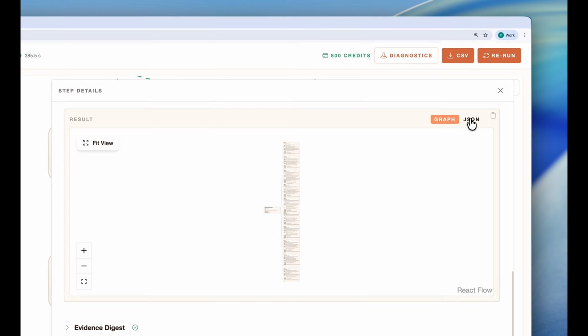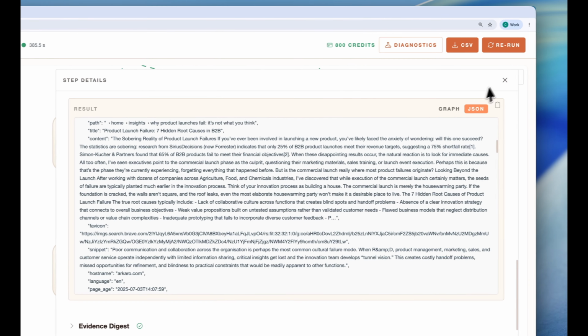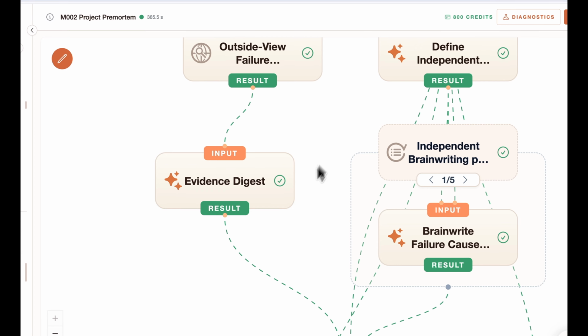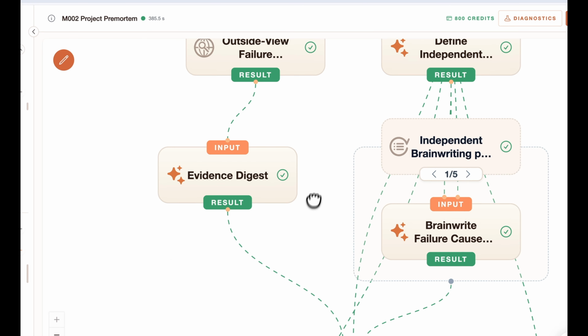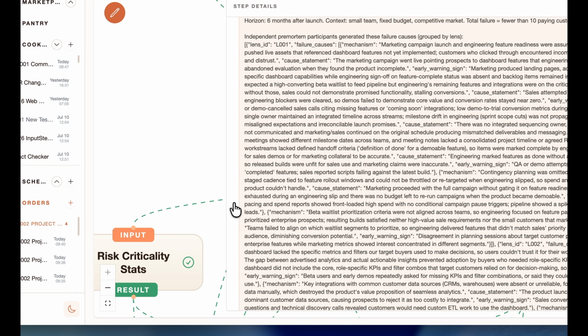And here's the deliberate part. That digest does not go into the writers. It goes downstream to consolidation. If the lenses had seen it, all 5 would anchor on the same articles, and that's not what we want.